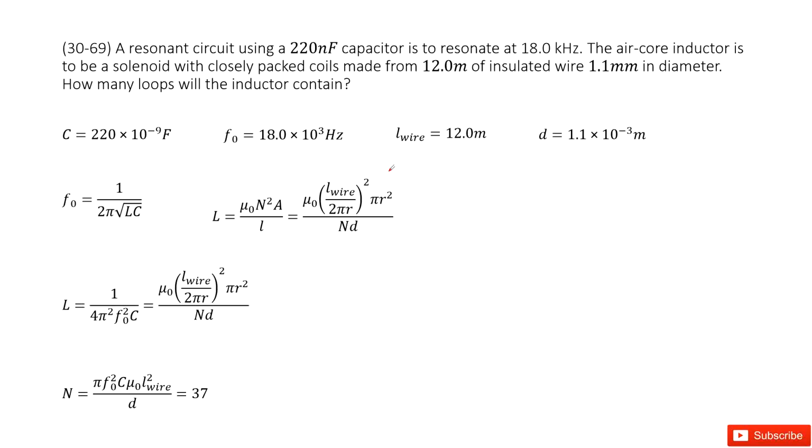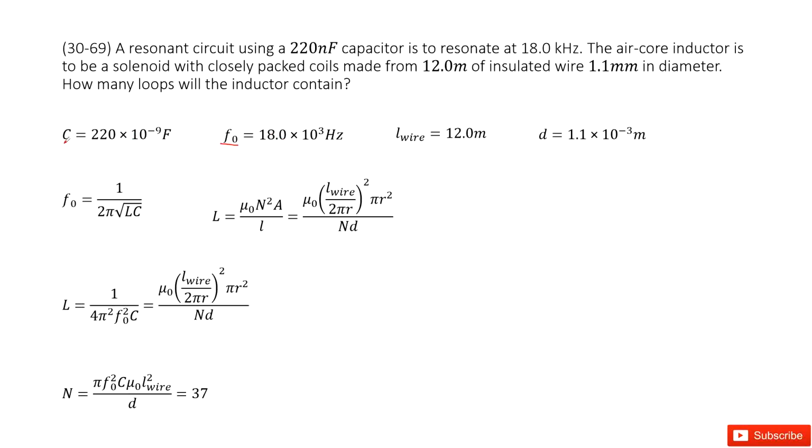Let's look at problem 69 in chapter 30. Chapter 30 is about inductance, electromagnetic oscillations, and AC circuits. There we have an LRC circuit, right? And it tells us the resonant frequency is 18,000 Hz. So we write it there.